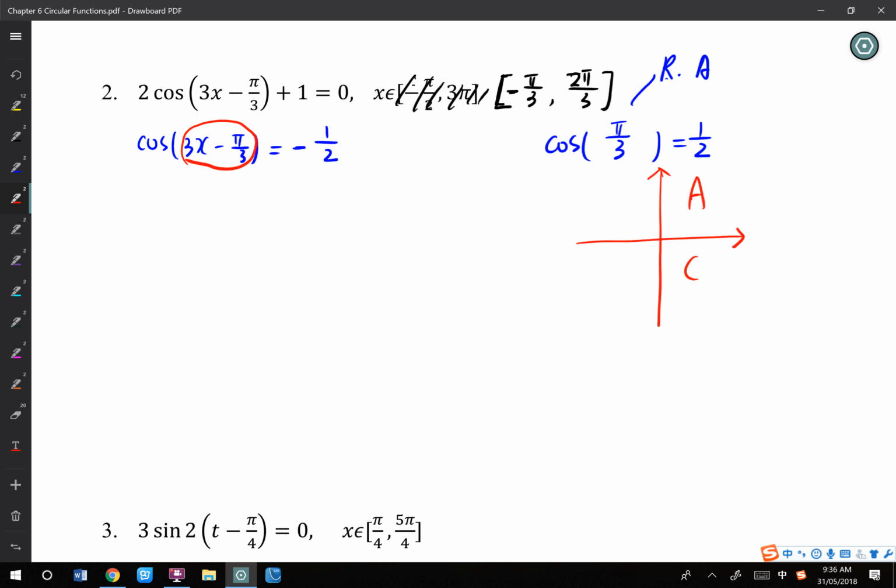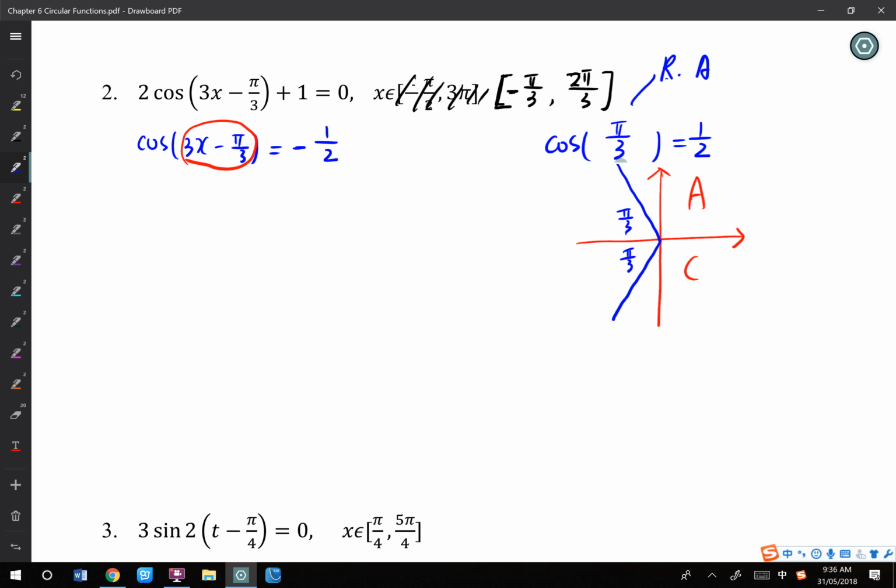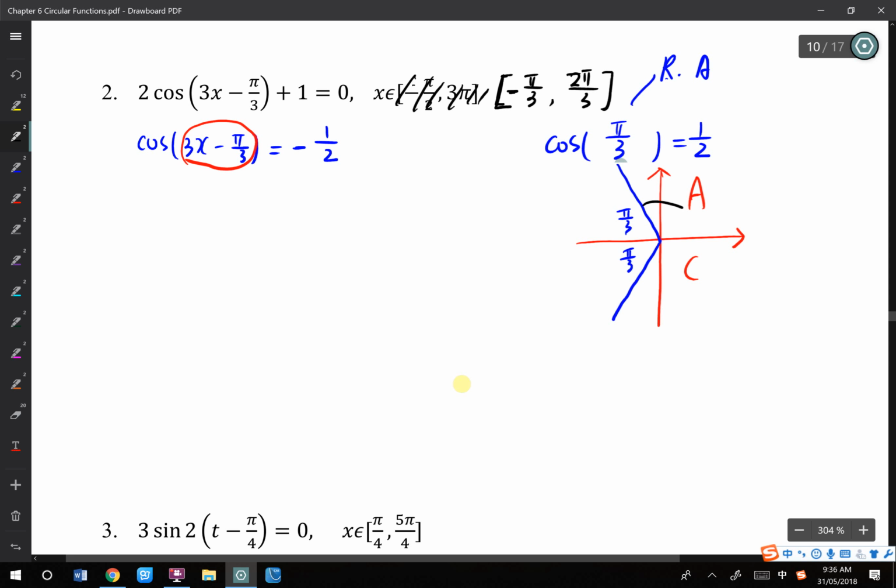Also, I need a reference angle of pi over 3. So the angle must be here and here. Right, I got the reference angle of pi over 3. So this angle will change the reference angle and I put the negative in front. That's how I can get negative a half. Therefore, the actual angle is this one, that's 2 pi over 3. And then the second one is here, that's 4 pi over 3.